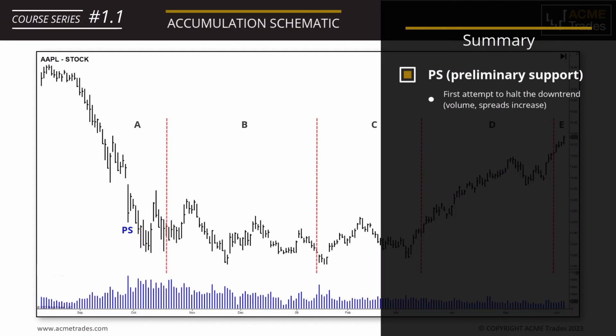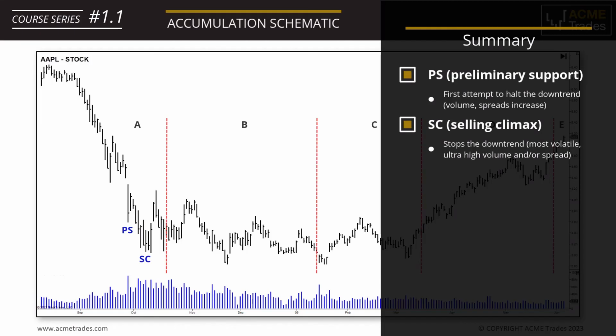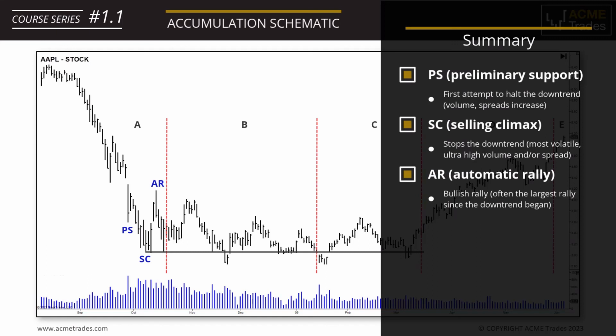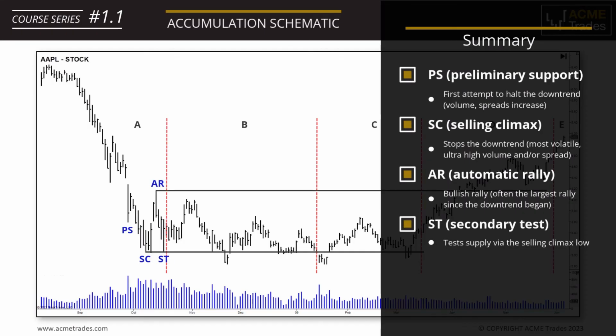And just for your reference, preliminary support is the first attempt to halt the downtrend. Volume and spreads increase. The selling climax stops the downtrend. It's most volatile, ultra high volume and or spread. Automatic rally. It's a bullish rally, often the largest rally since the downtrend began. The secondary test. It tests supply via the selling climax low.